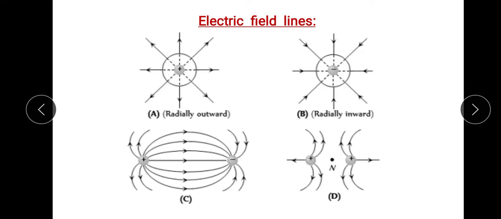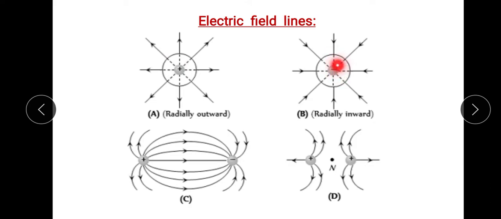Next, electric field lines. This is also one of the important topics. Now, if you want to represent an electric field, the electric field lines can be drawn. See, this is a positive charge, and from the positive charge, the electric field lines are going out of that charge, or out of this point charge. So the field lines are represented like this. These are the field lines which are directed away from the charge.